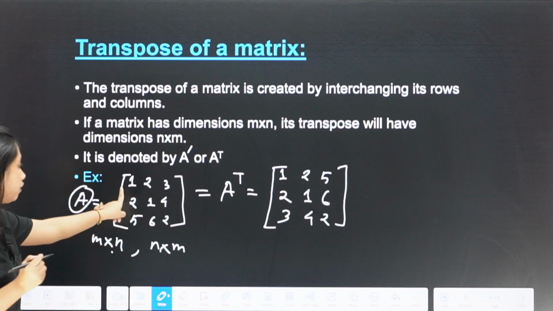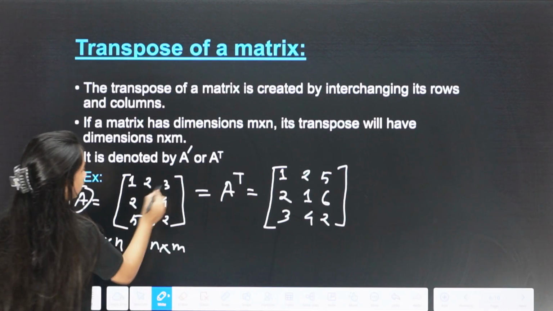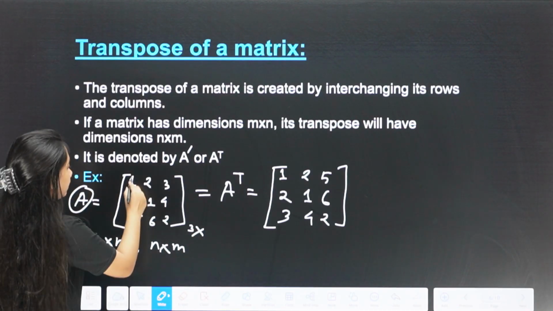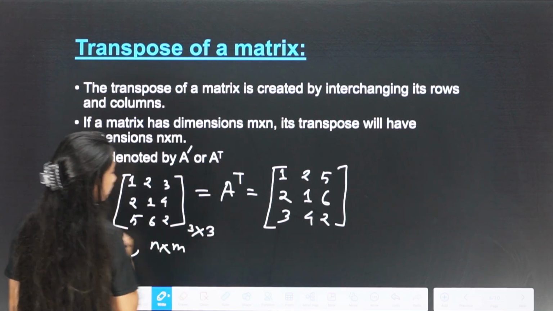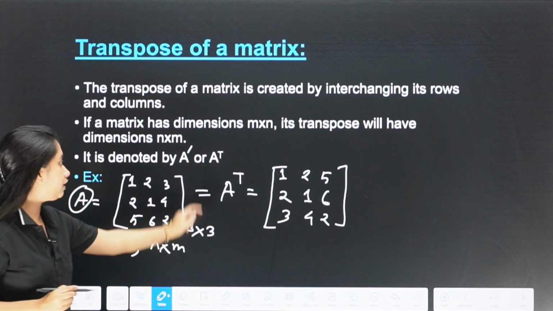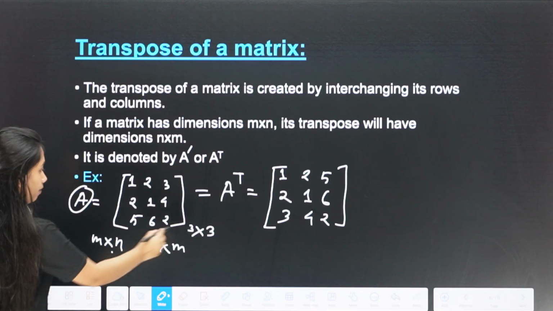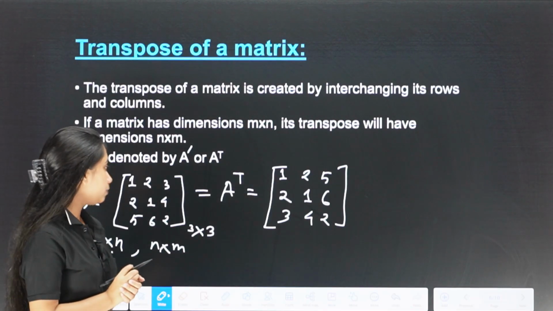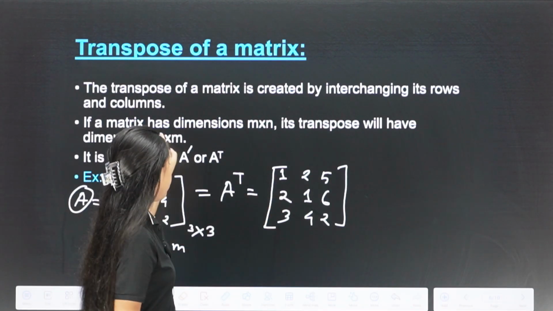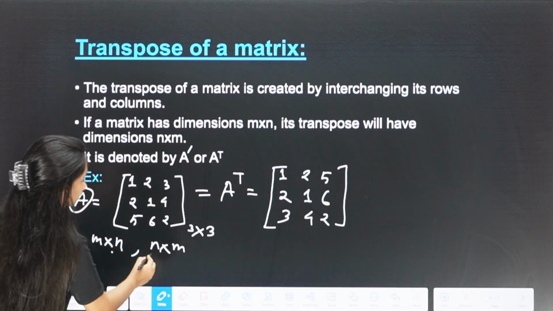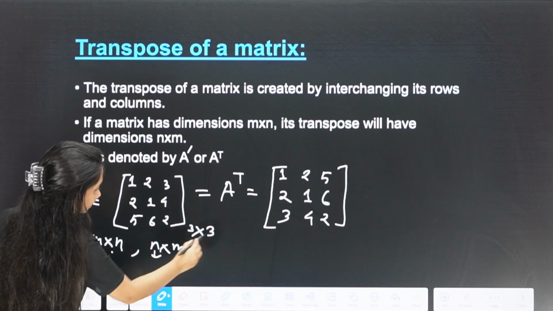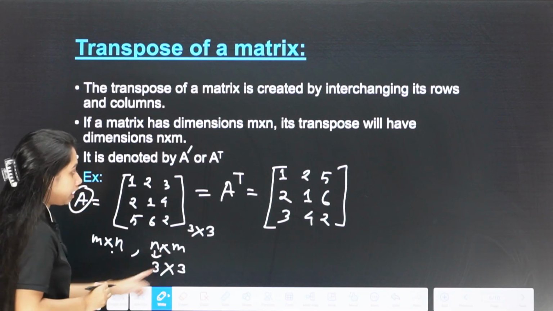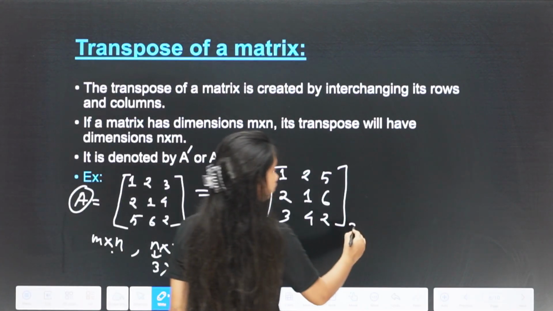Here we have 3 rows and 3 columns, so it is a matrix of 3 into 3 dimension. That is, here m is 3 and n is 3. What will be the dimension of the transpose of this matrix? We just put the values: n is 3 and m is 3. So the dimension is 3 into 3.